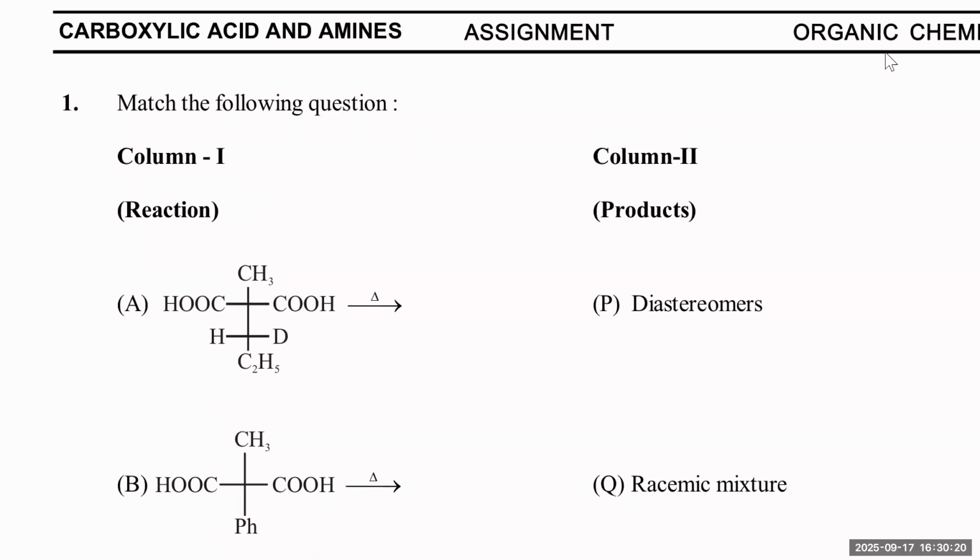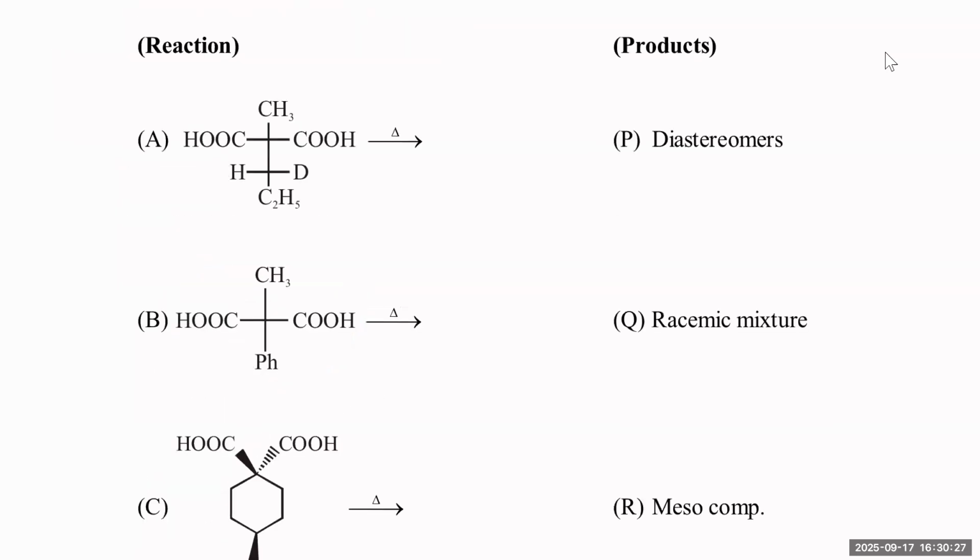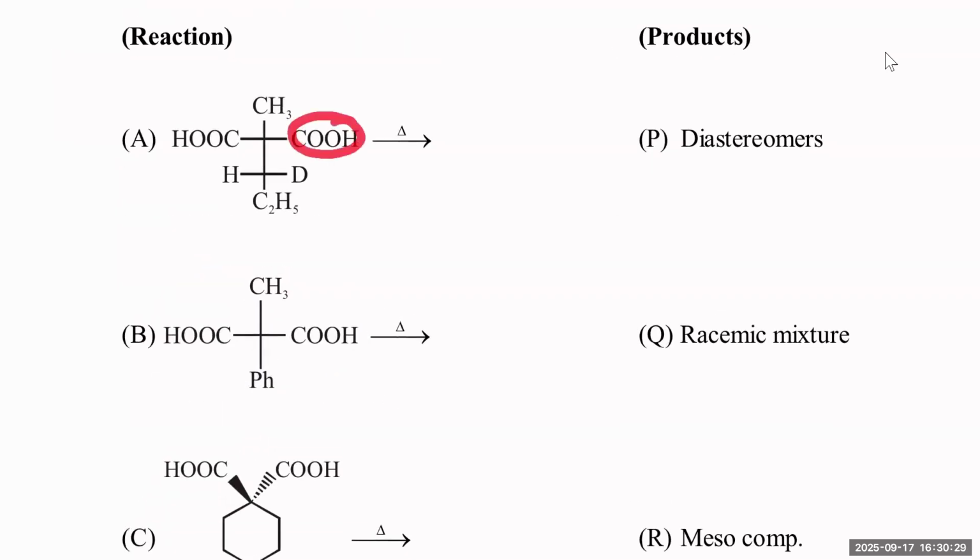These are the questions from carboxylic acids and amines. So the first reaction is this one, where you have heat, with two COOH groups present. Once you fix one COOH group, the next carbon is alpha, after that is beta. So this is a beta dicarboxylic acid.